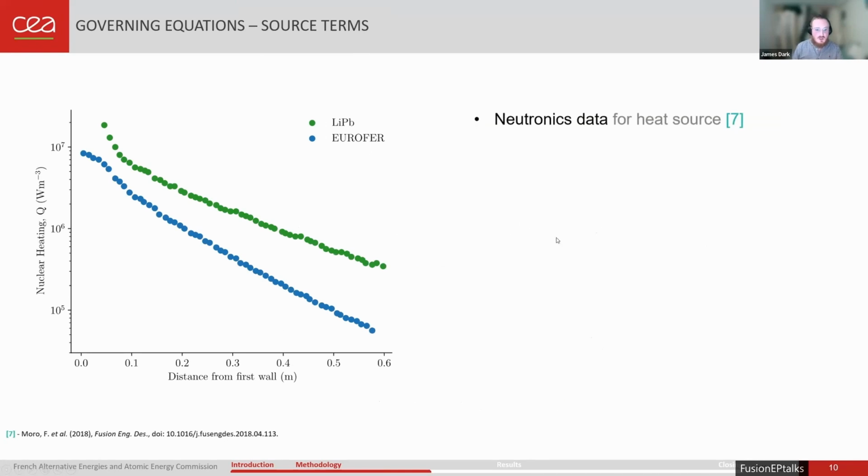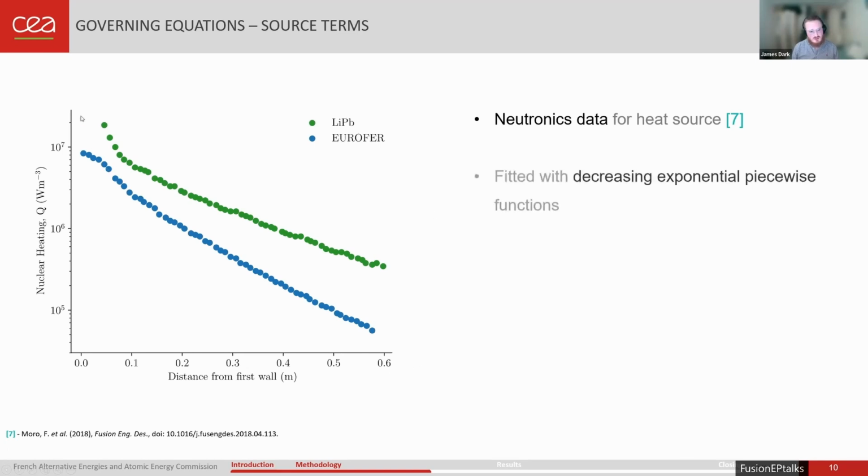So for our source terms, we basically just took neutronics data from the literature. This is for the same WCLL model that I showed before, using the same kind of geometry. And this is showing the nuclear heating data as a function of distance from the first wall. So if you imagine this is right next to the first wall here. We have our tungsten for the first bit, but this is showing the nuclear heating in the lithium lead breeder in green and the structural urethane in blue, as a function of distance.